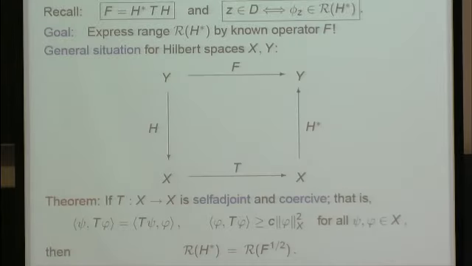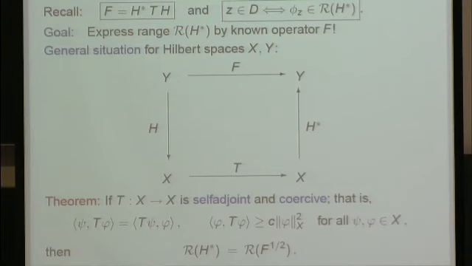Okay, and so this was the last picture from yesterday. We have this general situation, 2 Hilbert spaces, F maps here, H, T, H star, and that diagram commutes. And now we can try to find several theorems or results on how to relate the range of H star to F. F we know, H star depends explicitly on D, which we do not know. So we need to express that by F.